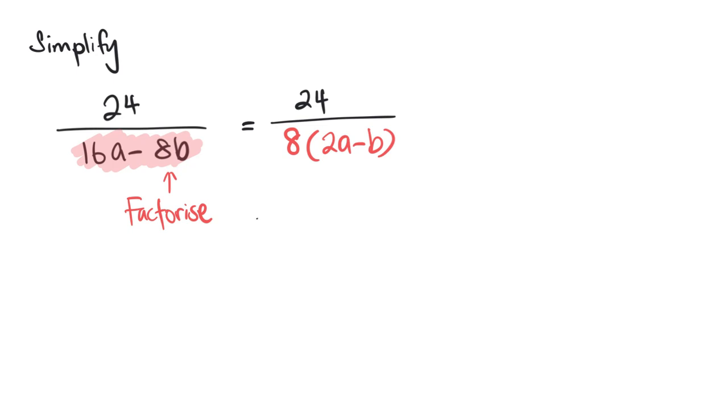And the next step would be, I saw that 24 can divide by 8 to give me 3. 8 divided by 8 to give me 1. So final answer, 3 over 2a minus b. And at this stage, you could write the bracket as well. It's perfectly fine. You don't write also, it's okay.